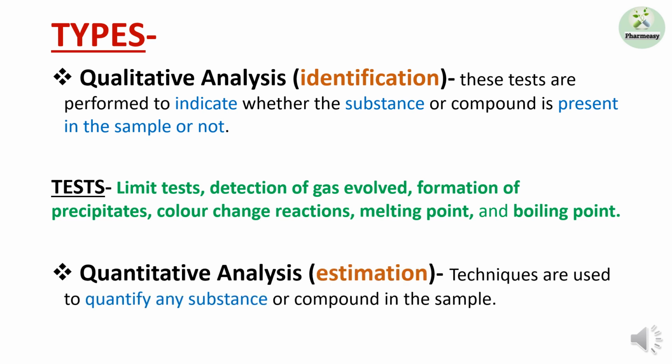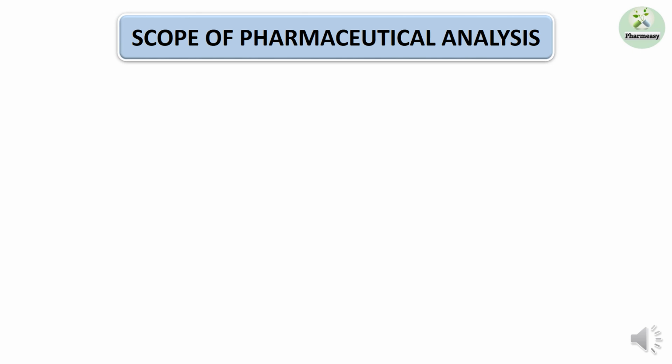Quantitative analysis. It involves estimation. Techniques are used to quantify any substance or compound in the sample. It includes the quantity or amount of substance present in the particular sample or drug. Now, our next topic is scope of pharmaceutical analysis.